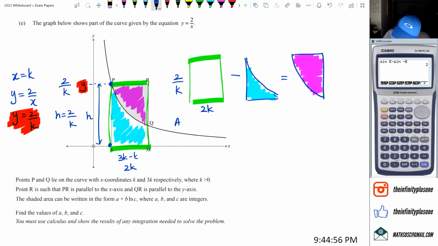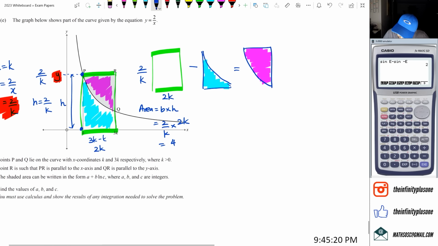So area of the green rectangle is base times height, which is 2 over k times 2k, which equals 4. All right, so we've just figured out what the green rectangle is. That's actually 4. Next, we've got to figure out what the blue, curved part is. That's the area under the curve, right?